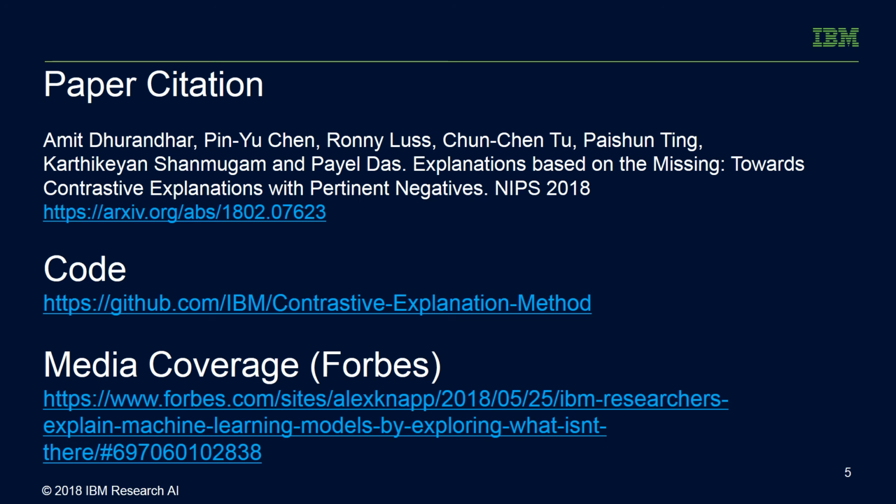Now, for more details, you can look at the paper on arXiv, whose link is provided here. There's also code on GitHub. And this paper was recently covered by Forbes as an interesting paper in terms of how interpretability of machine learning models can be made to match our human kind of explanations.